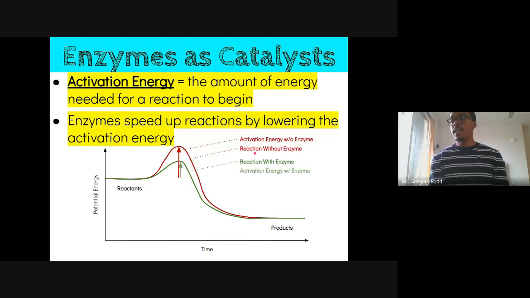With an enzyme, the activation energy is represented by the green arrow. We can see that the green arrow is much shorter. So the benefit of an enzyme is that you lower the hill. It doesn't take as much energy now to get to the top of the hill, and so your reaction can happen faster. You don't need to build up as much potential energy.